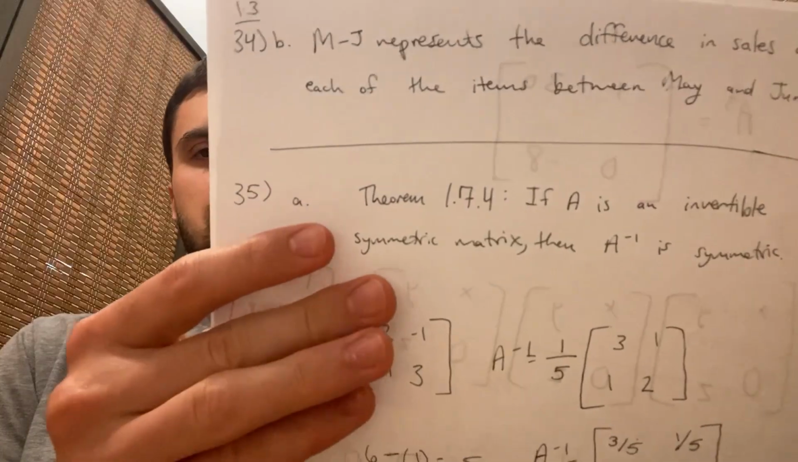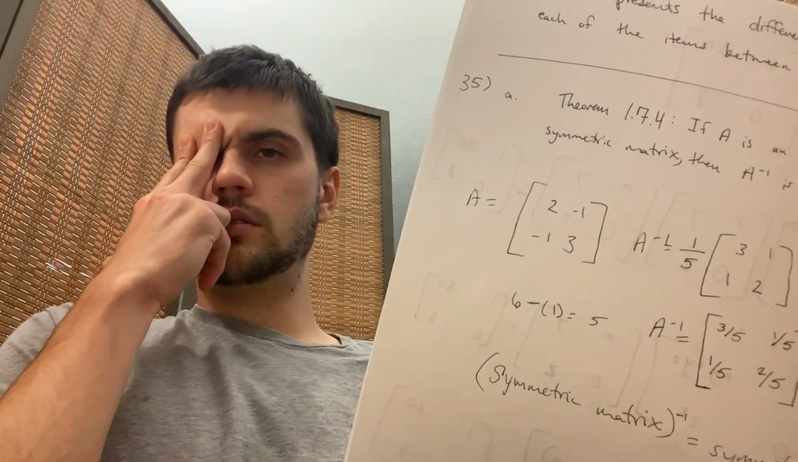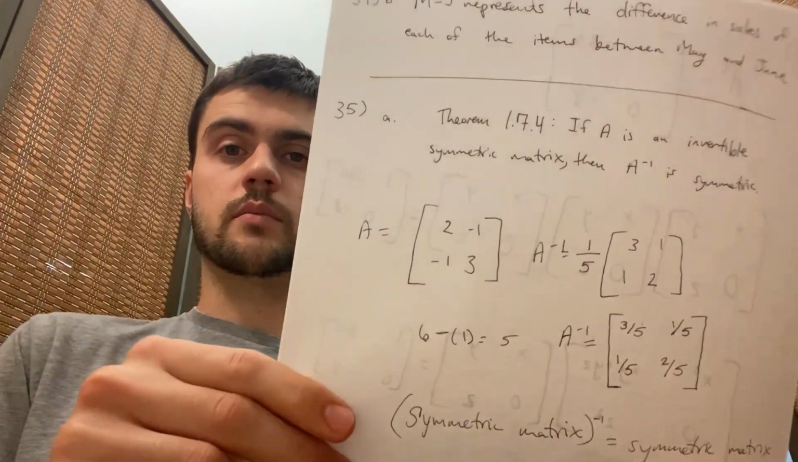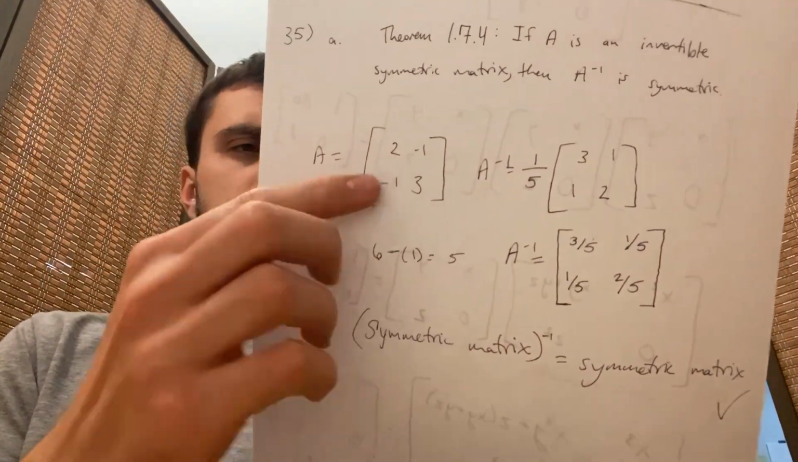This one was another verify. So here's the theorem: the inverse of a symmetric matrix is symmetric. And so we showed it for this matrix.